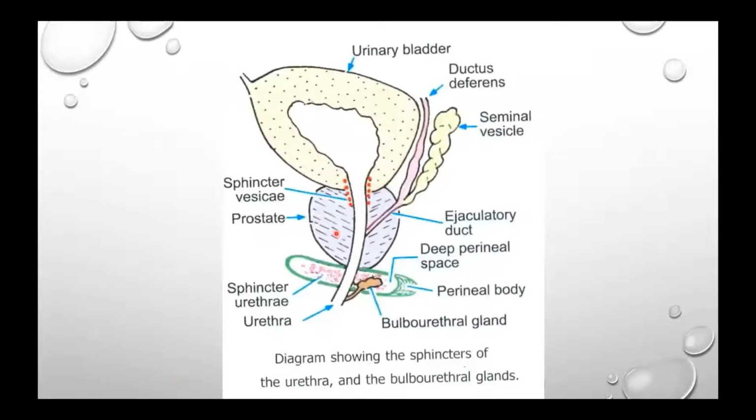So you can see here the sphincter vesicae is present around the neck of the bladder. Okay, and the sphincter urethrae, that is the external urethral sphincter, is present at the apex of, or next to, the prostate gland, where the urethra is in the pelvic diaphragm, or we can say the perineal membrane.